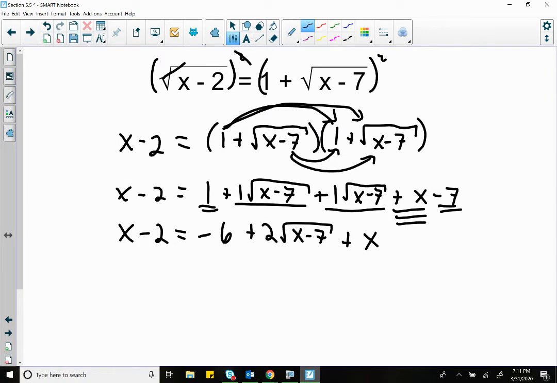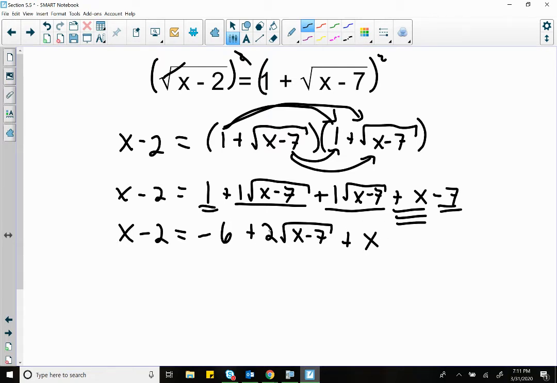So what we now need to do is we need to isolate this radical. Just like what I said before, you actually have to do it twice. This first one was already isolated for us, which was great. And now, after all that foiling and combining, we need to get this square root of x minus 7 isolated. So that means I got to get rid of this negative 6. I got to get rid of this positive x.